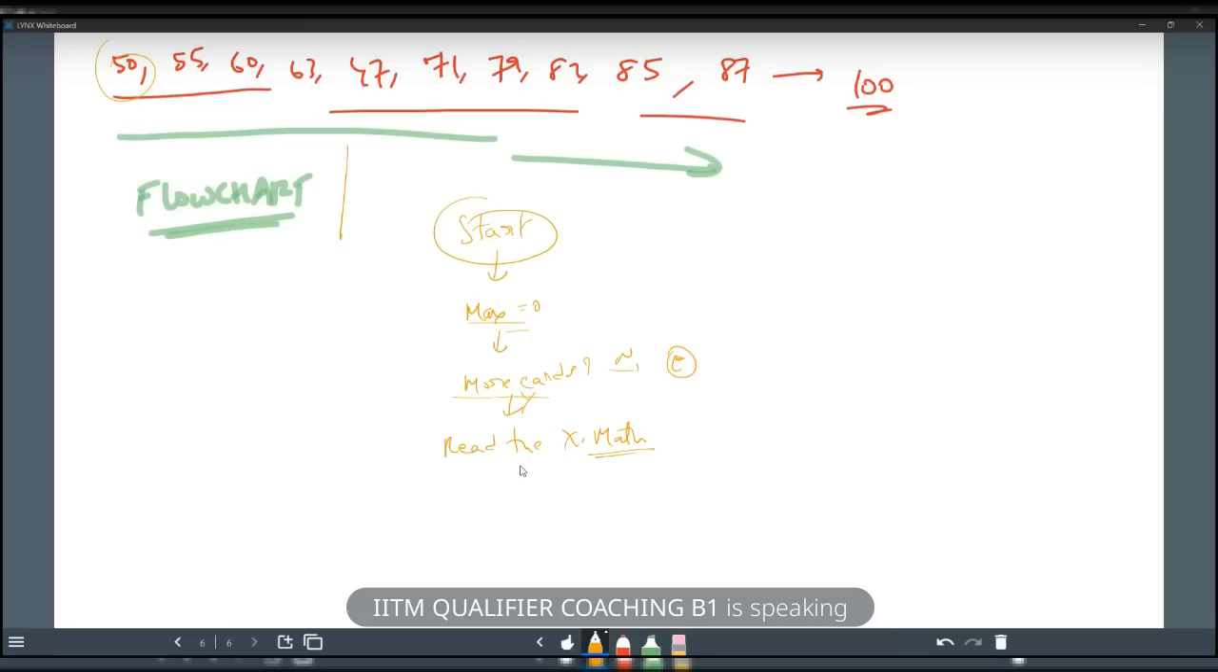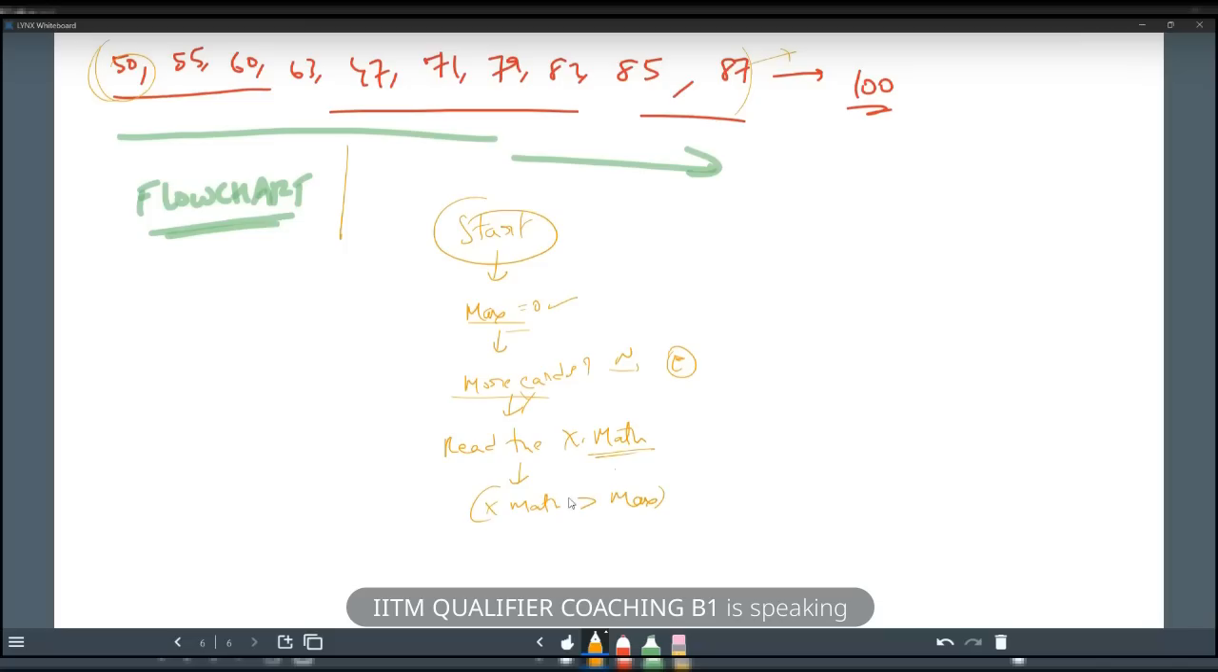X dot math. Now what do? We compare: x dot math is greater than max. This is an important step here. As our final goal is to find out the maximum score, we need to assign this variable max to 0, and this is a very important step here.